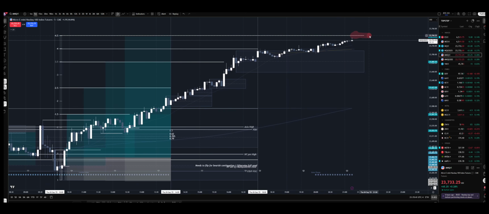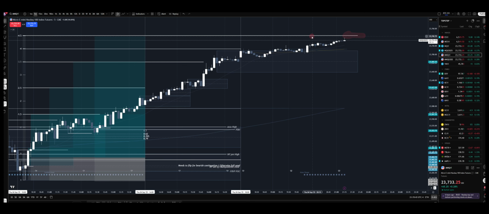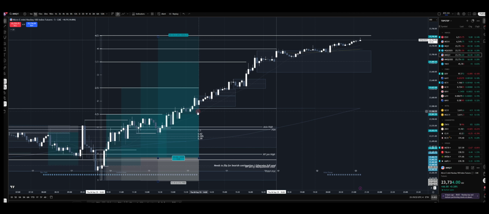Interesting to see if we get a reaction here. Yeah, because it's in a market maker buy model and the buys just keep going off. Nowhere to sell. This is our 20 SMA. We can see it's just being unable to break. So I don't really want to short.